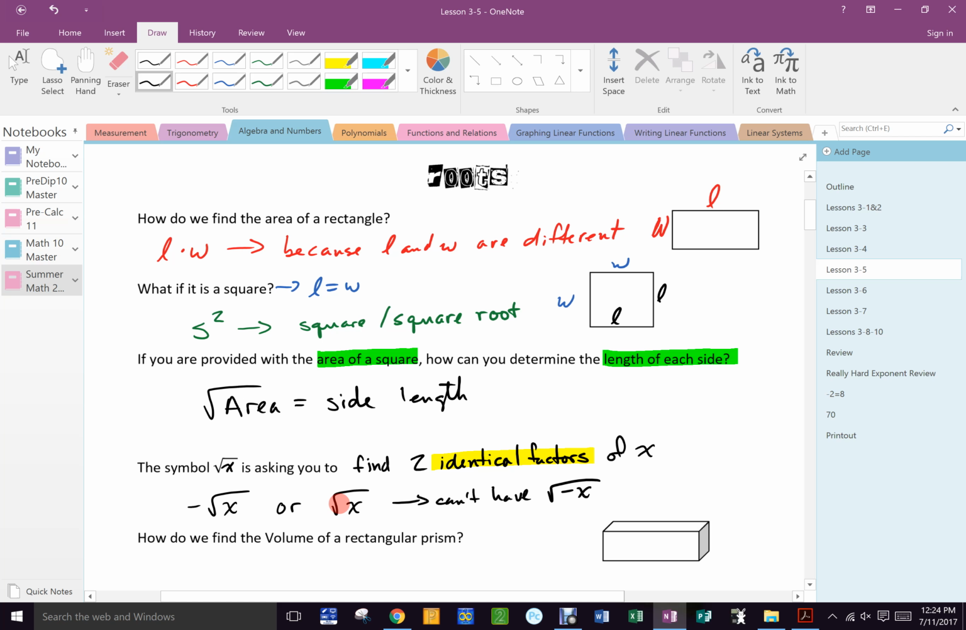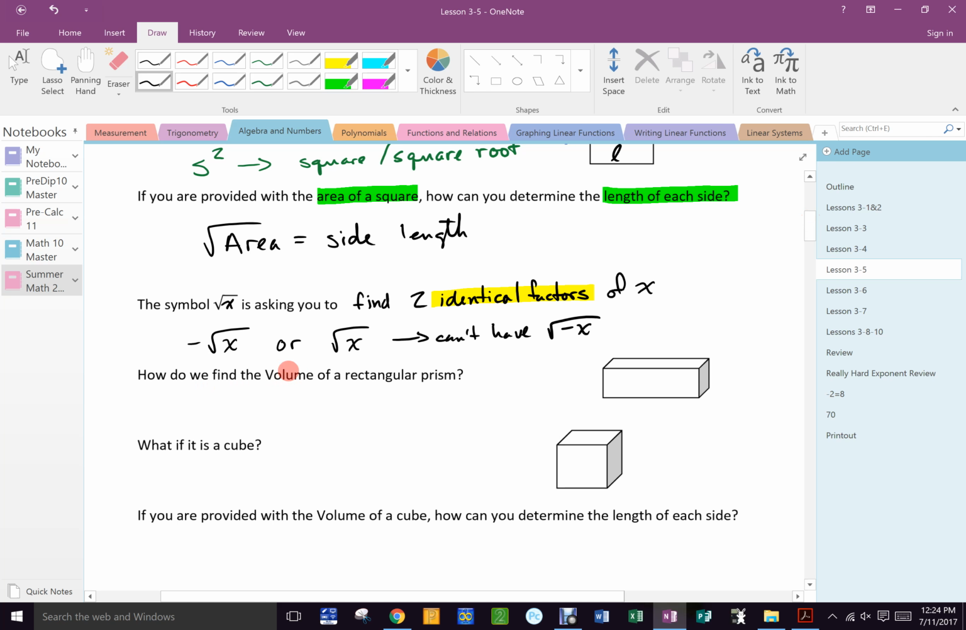Everybody good? How do I find the volume of a prism now? Well, I know there's W. I know there's L. What's left? Height, H. I do L times W times H.